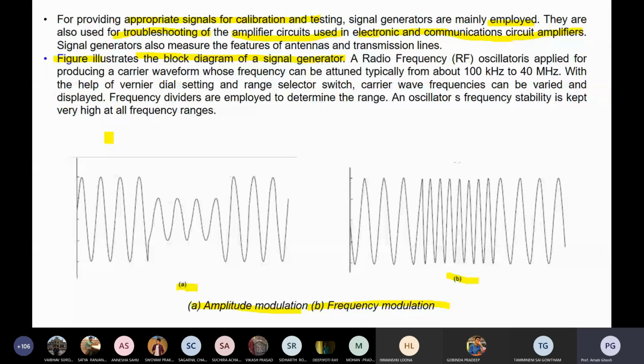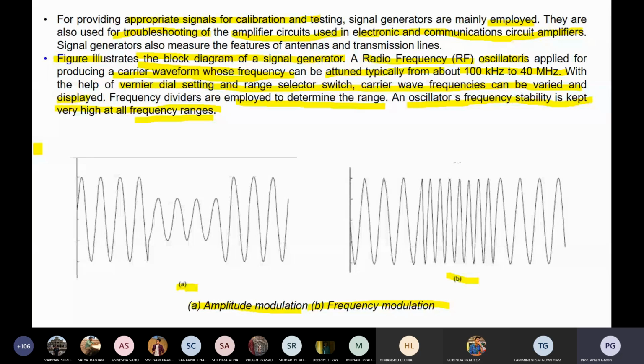The radio frequency, called RF oscillation, is applied for producing a carrier waveform. That carrier waveform's frequency can be tuned, typically from 100 kilohertz to 40 megahertz. With the help of the vernier dial setting and range selector switch, the carrier wave frequency can be varied. The frequency dividers are employed to determine the range, and the oscillator's frequency stability is kept very high at all frequency ranges. So that's the purpose of these devices.